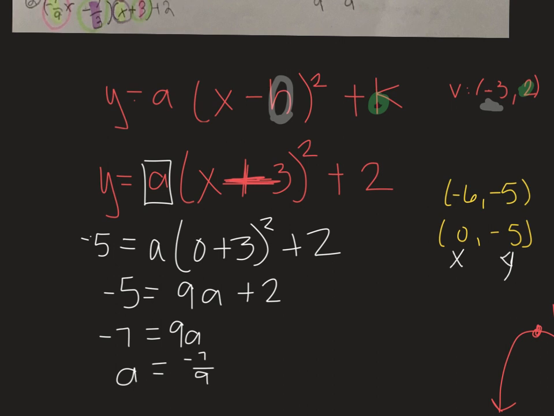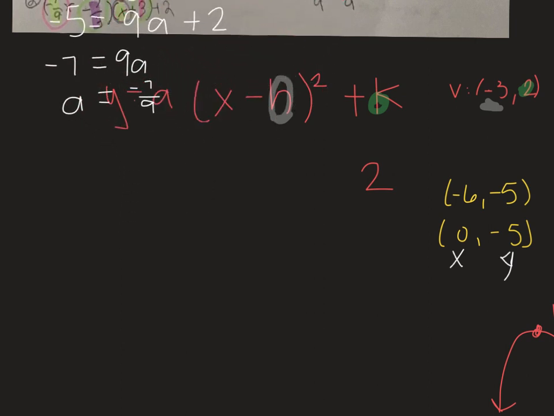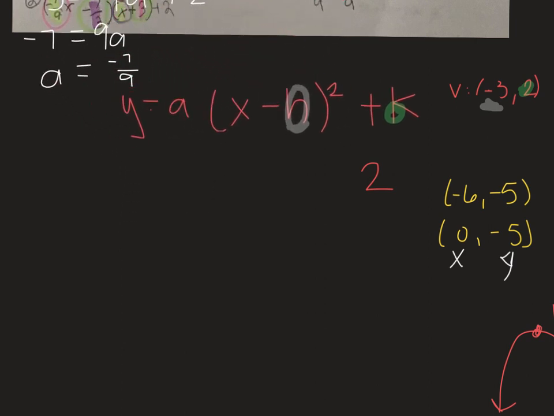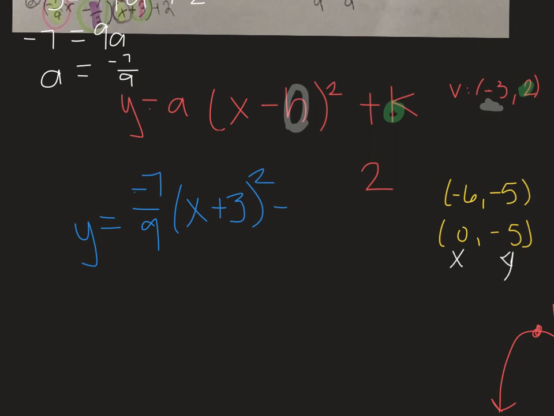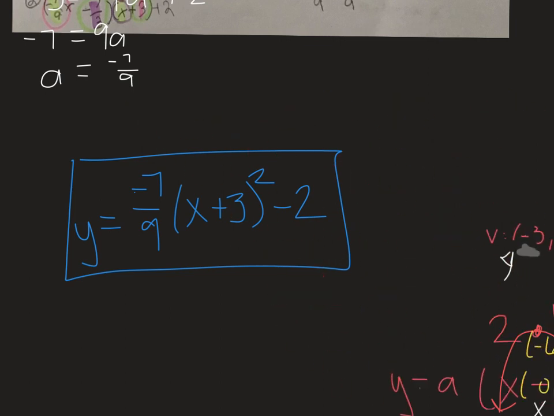So now that I can do that, I'm going to go ahead and write out my final as y equals -7/9 (x plus 3) squared minus 2. All right, let's see if that's what she got. Pull all this work aside. Kind of gets crazy.